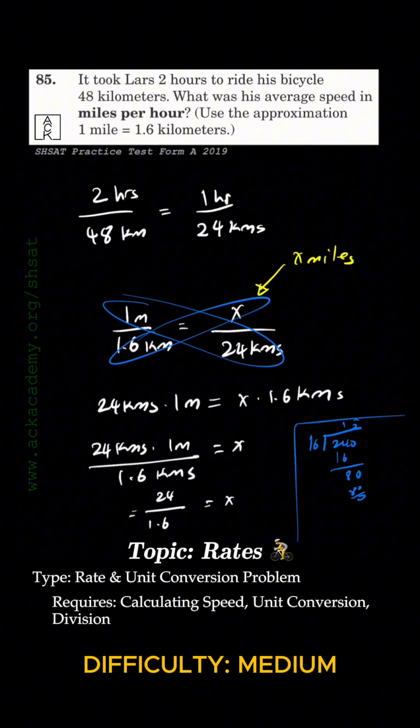So yeah, so it takes 15 miles. So what is the average speed in miles per hour? So it will be 15 miles per hour. Is the average speed when we convert it from kilometers.